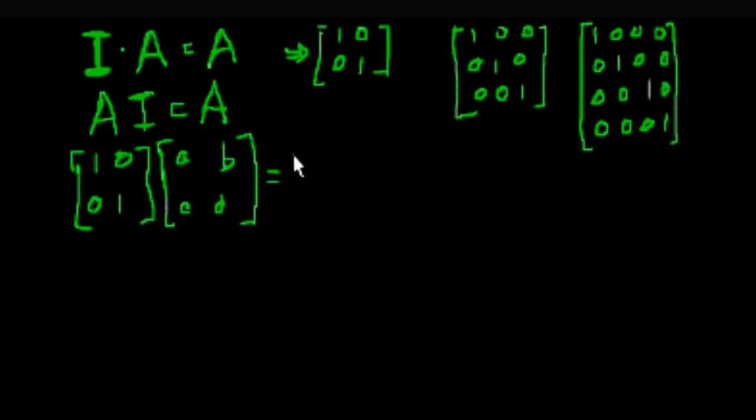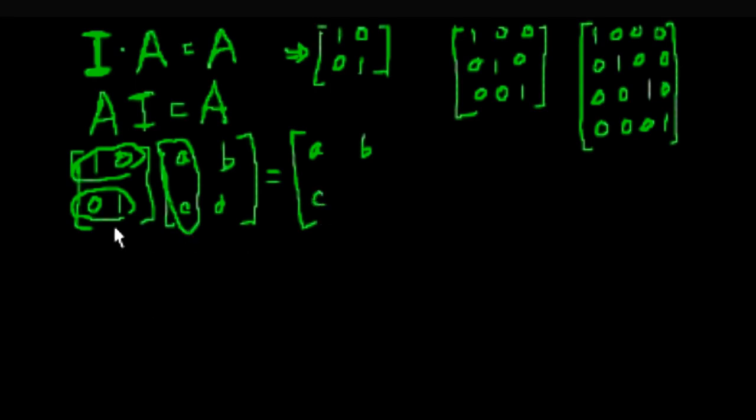So what does that equal? We're going to multiply this row times this column. 1 times A plus 0 times C is A. Then that row times this column: 1 times B plus 0 times D, that's B. Then this row times this column: 0 times A plus 1 times C is C. Then finally this row times this column: 0 times B plus 1 times D, well, that's just D.